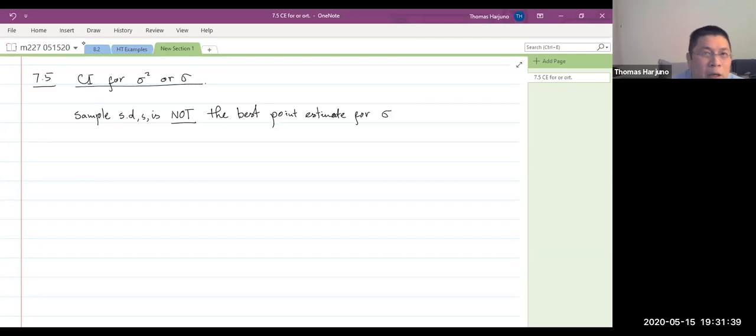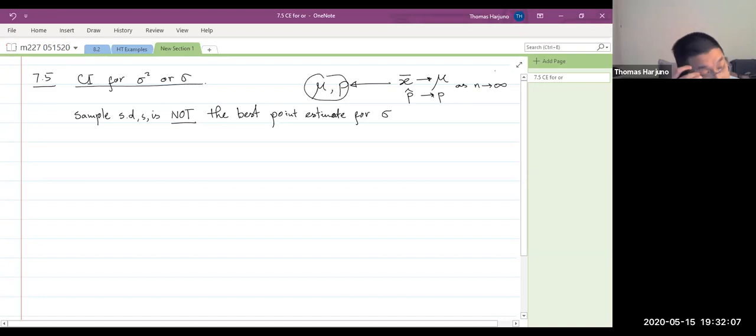Basically, for those mu and p that we did before, we rely on the central limit theorem, which says that the x bar will eventually get closer to mu, and the p hat will get closer to p as the sample size increases. If we increase the sample size, then our sample mean will get closer to population mean, and our sample proportion will get closer to the actual population proportion. Unfortunately, that's not true for standard deviation. The standard deviation is not getting closer to population standard deviation, even when n is increasing.